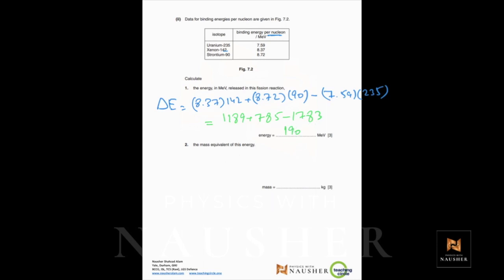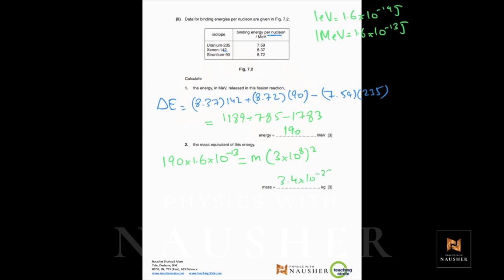Now they're asking for the mass equivalent. So you do 190 into 1.6 into 10 to the minus 13. This is for the conversion to joules, because you know 1 electron volt is 1.6 into 10 to the minus 19 joules. So 1 mega electron volt would be 1.6 into 10 to the minus 13 joules. So you convert the mega electron volts into joules by multiplying with this number, and mc squared, c is the speed of light, 3 into 10 to the power 8, whole squared. And the answer that you get is 3.4 into 10 raised to power minus 28 kilograms.